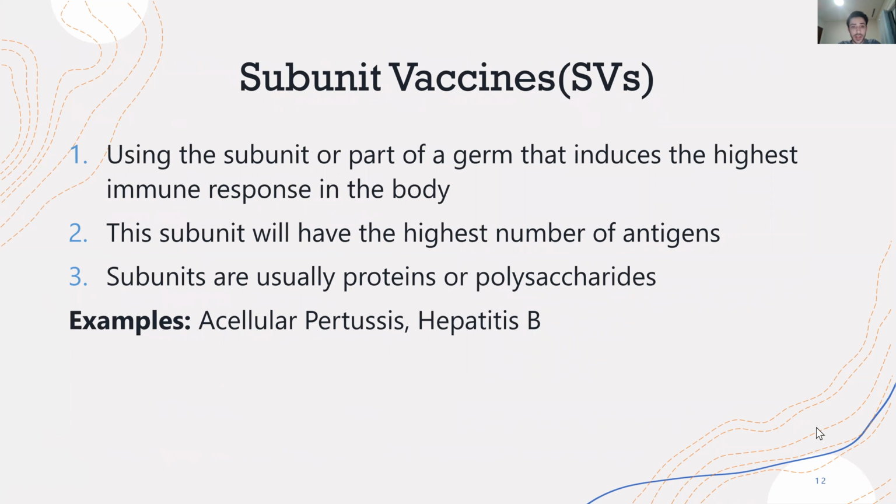Another type of vaccine is called the subunit vaccine, and this is where a part of the germ induces the highest immune response in the body. This subunit is chosen specifically, and it's determined to produce the highest number of antigens. And these subunits are usually proteins or polysaccharides. Examples of this kind of vaccine are acellular pertussis and hepatitis B.